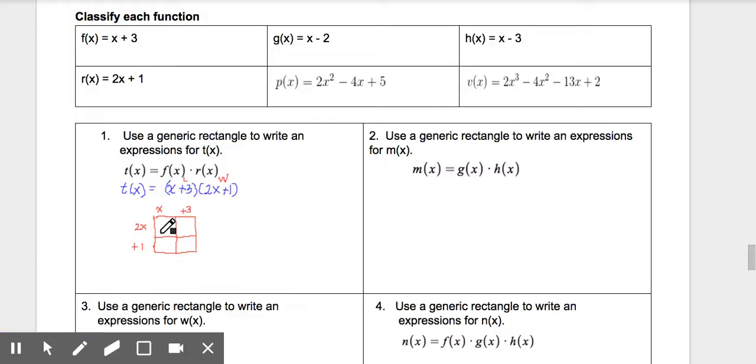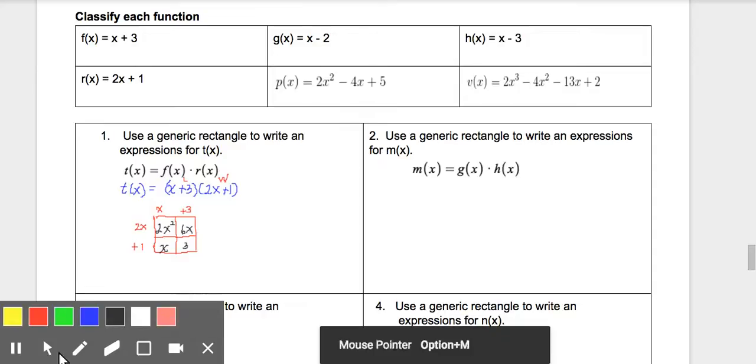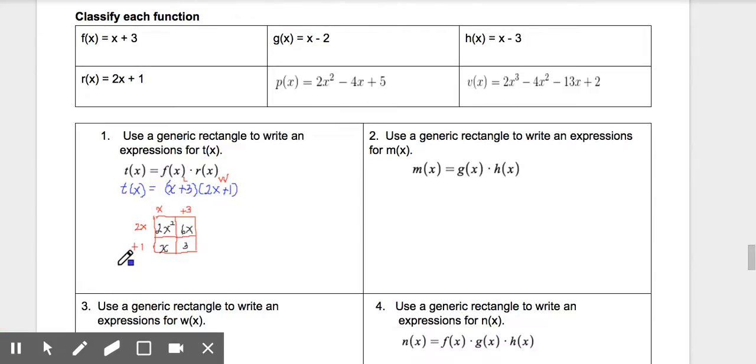So now we will find the area of these parts, the 4 parts of the rectangle. So we'll have 2x times x is 2x squared. 2x times 3 is 6x. X times 1 is x. And 1 times 3 is 3. So now we can find the area of the rectangle by adding up the terms that we see here in the parts of the rectangle.